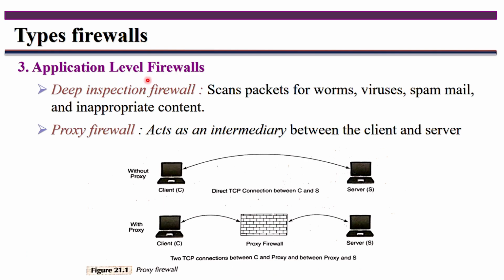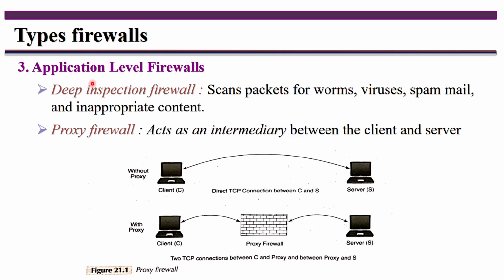Next one is application level firewalls. In the earlier types, you just check for the address. If the addresses of source and destination and the port number are correct, then the packet filter allows the packet to enter as a permit. Stateful checks for the authorized connection. If the authorized connection is correct, then you permit the packet to enter the network.